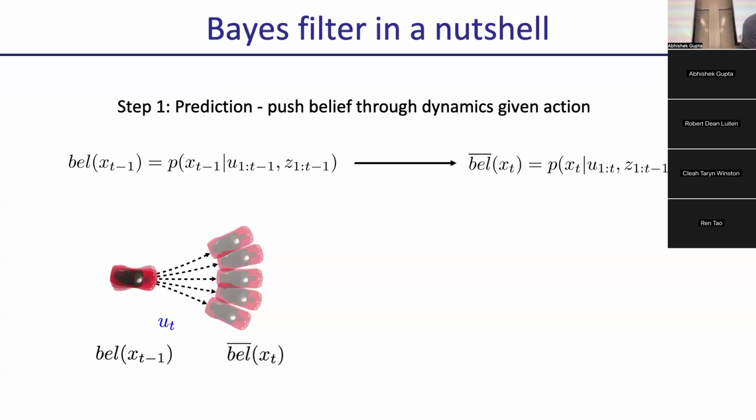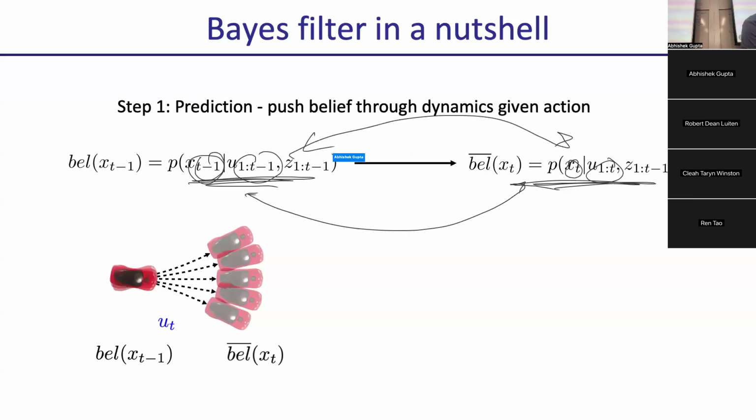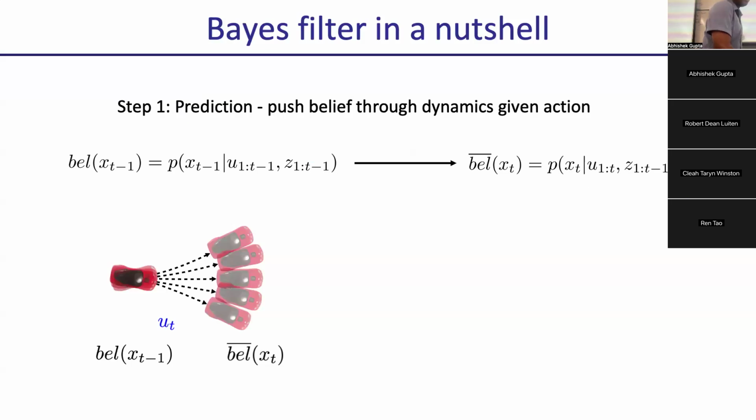If you look carefully at the indexing, it's important: this and this are different. You're going to incorporate ut and predict xt. You predict the next state and take into account the action, but not the measurement yet. Just action, no measurement. So the prediction step goes from the belief at the previous step to belief bar at the next step using just the motion model, the dynamics model, which tells you xt given xt minus 1 and ut minus 1.